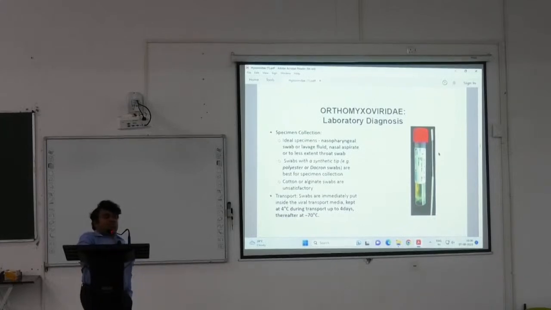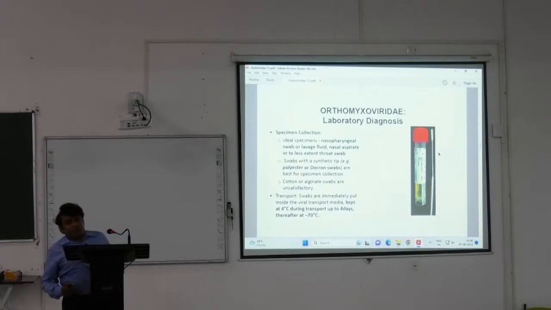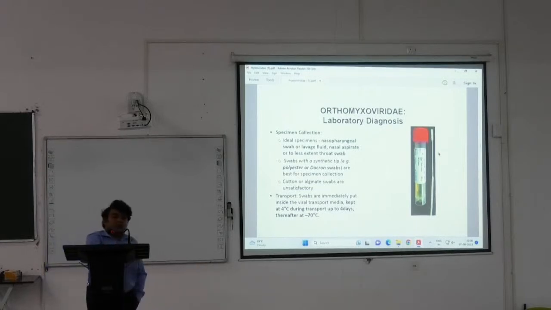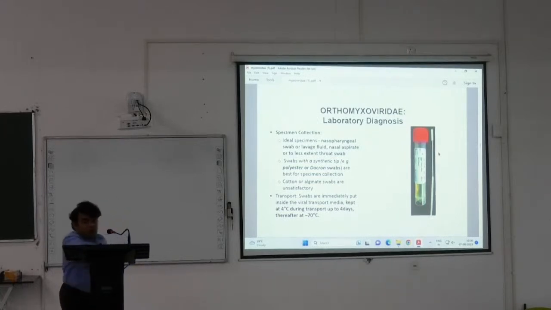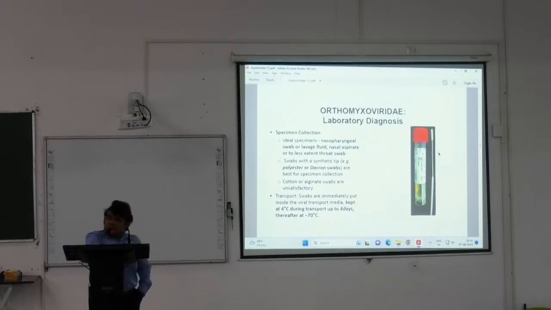Now, please remember, if you are suspecting influenza virus, the swab that is to be taken should be semi-synthetic, that is Dacron or rayon, not cotton swab, because cotton has some chemicals which inhibit or destroy the influenza virus. So, if you take a cotton swab for diagnosis, most probably you will end up with a wrong diagnosis. Furthermore, I have already told you that this virus is in a lipid envelope.